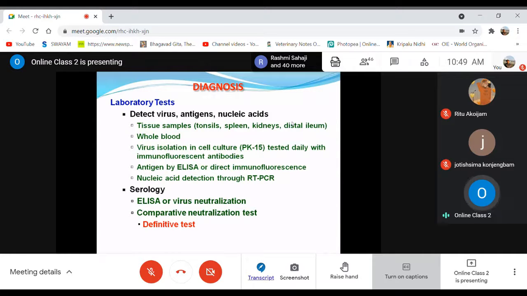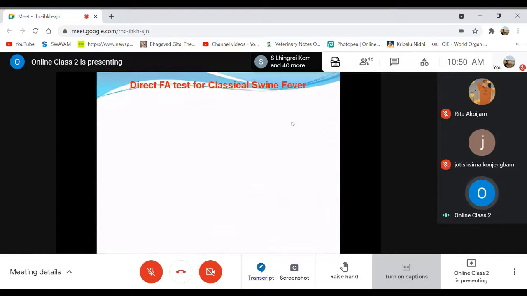Or some serological techniques like ELISA or virus neutralization test, comparative neutralization test. So this way, you can go for detection of the virus, their antigen and antibodies, or the nucleic acids. Then only you can give the confirmation that this very particular virus is causing this disease, classical swine fever, right?